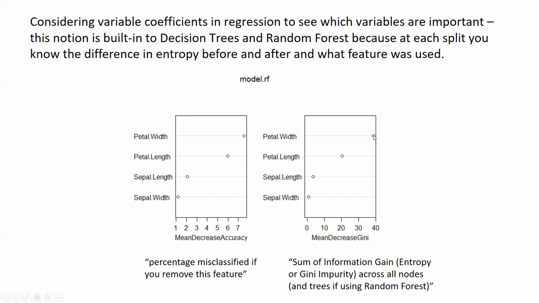So this would say, for petal width, every time a question regarding petal width was asked, I sum up all those little bits of information gained, and it equaled this much information gain in total. This is the entropy in total. So it's a bit of a confusing way. Decrease in Gini, just think of it as information gained.